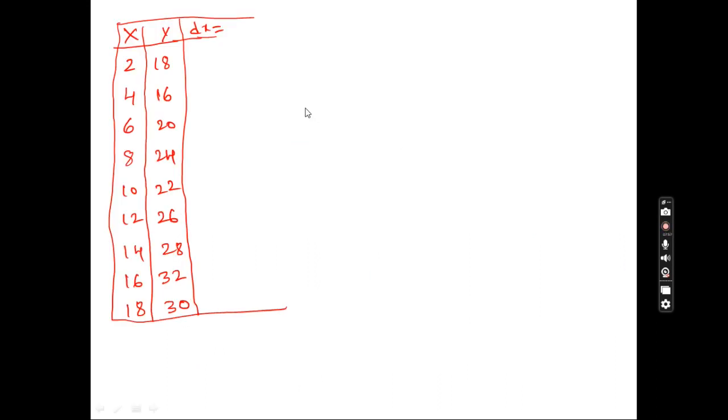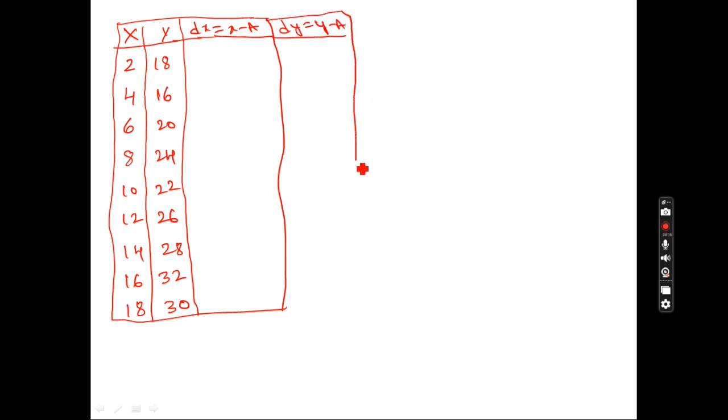So when I go to the next slide, here I will write x minus a. What is the next column I am going to do now? In the next column, dy is equal to y minus a. So these are the two columns I need to calculate. How I am going to calculate the dx and dy, I am going to explain.